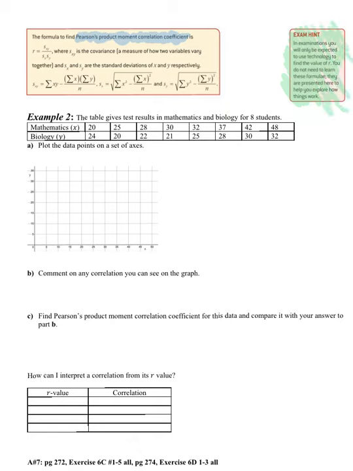In examinations, you will only be expected to use technology to find the value of R. You do not need to learn these formulae. They are presented here to help you explore how things work. So explore away if you feel like it.